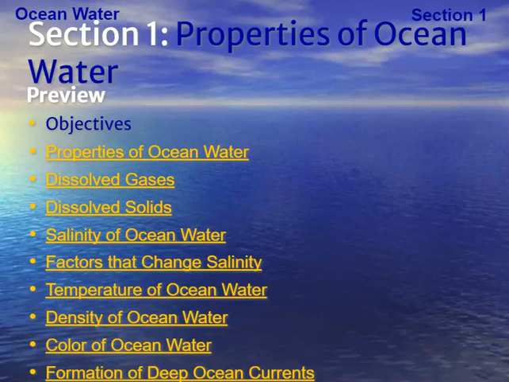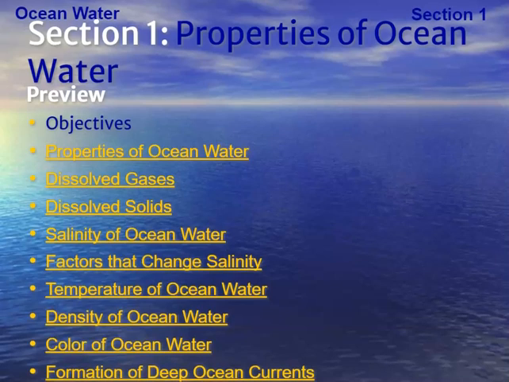So section 1, properties of ocean water. In this section, we're going to go through properties of ocean water, including dissolved gases, dissolved solids, salinity of ocean water, factors that change salinity, temperature of ocean water, density of ocean water, color of ocean water, and then how we end up with deep ocean currents.